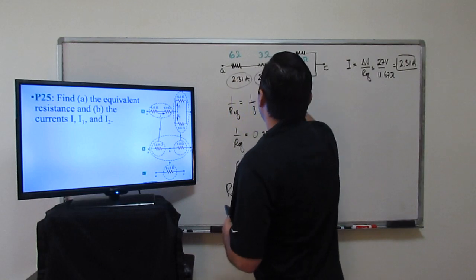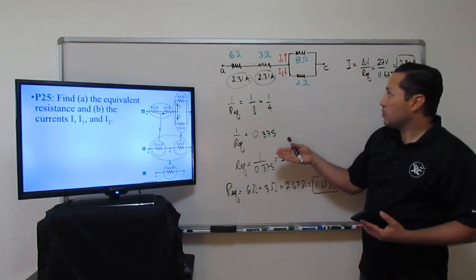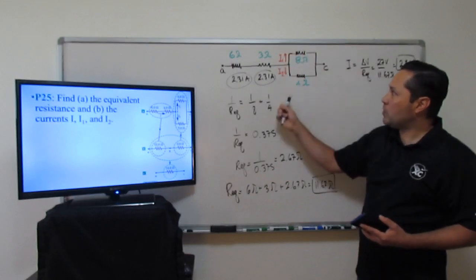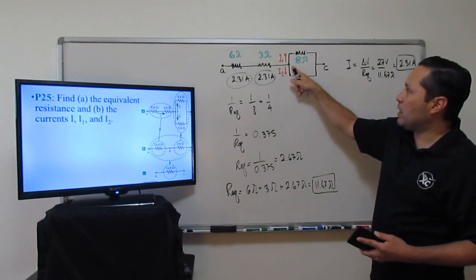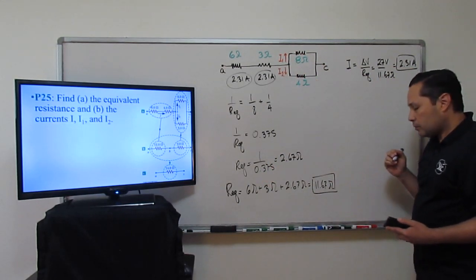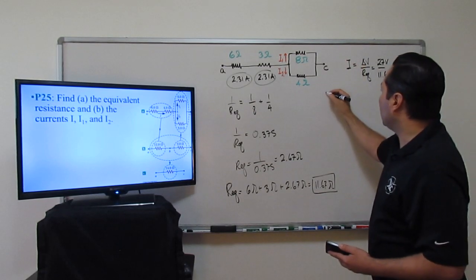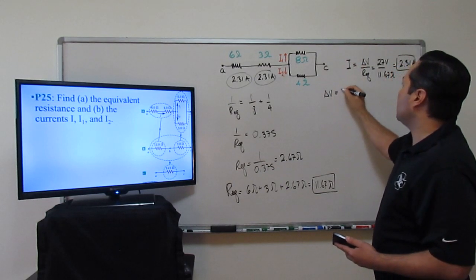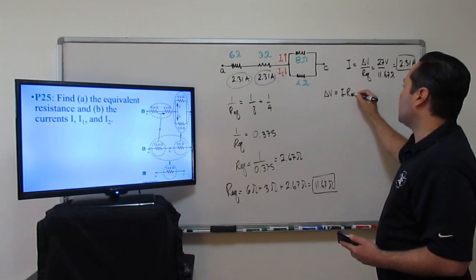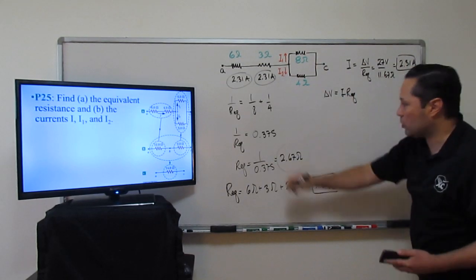Alright, now what about here? Notice again we have a junction, so some of the current is going to go up, some is going to go down, and what we're going to need to find is the potential difference at this point. So the potential difference at that point, we're going to use the following: potential difference is equal to I times the equivalent resistance, but the equivalent resistance for the parallel part, so I'm referring to that one.